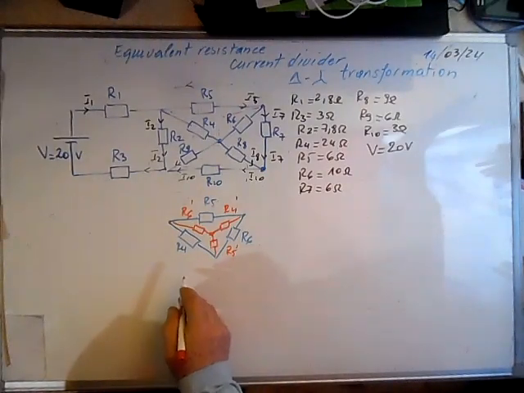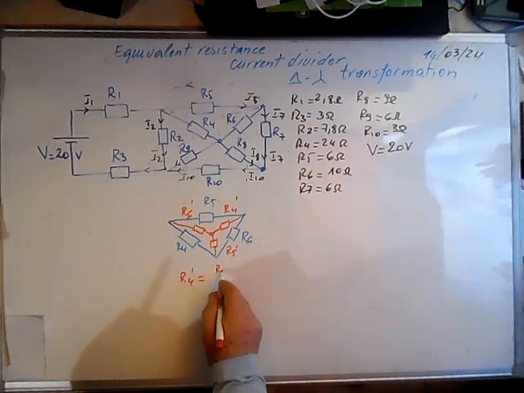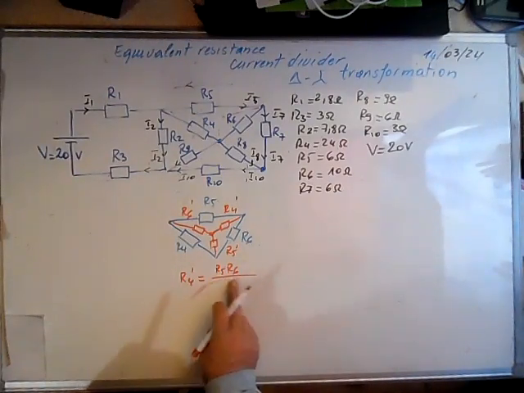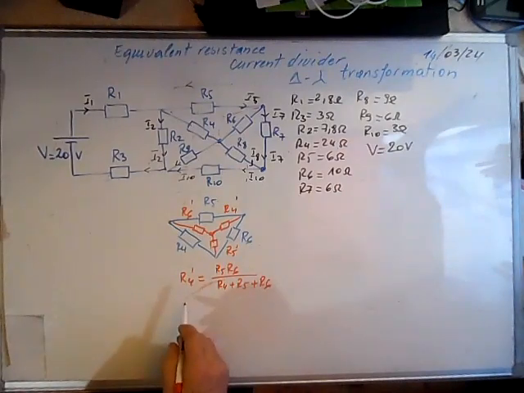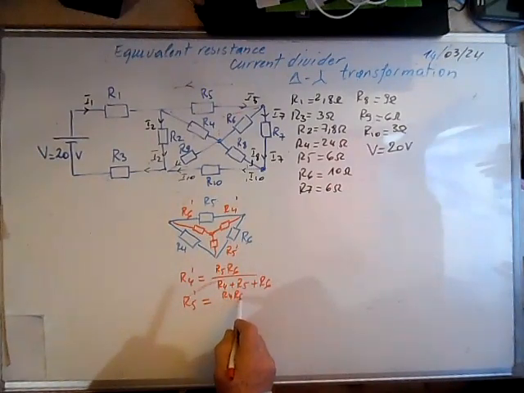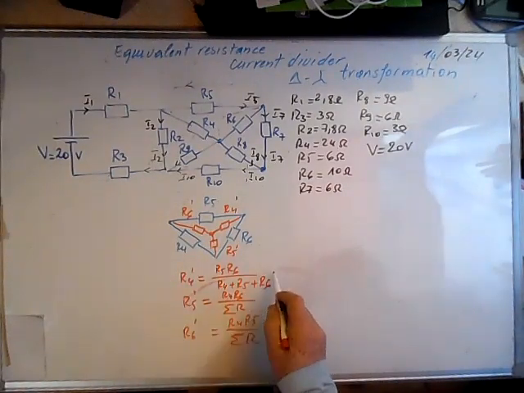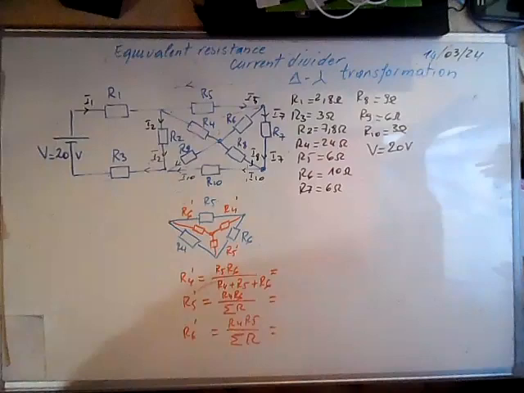We can calculate these values. This transformation: R4 prime is equal to R5 R6 divided by the sum of the three, R4 plus R5 plus R6. Same thing for R5 prime. R5 prime is R4 times R6 over the sum of the three. R6 prime is R4 times R5 over the sum of the three resistances.